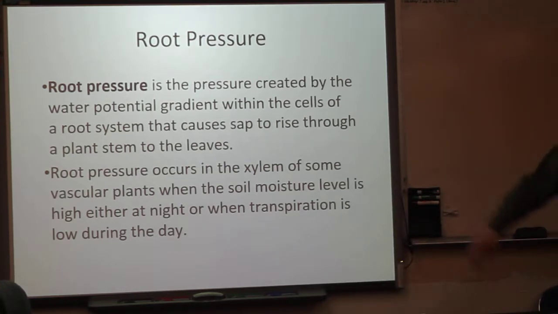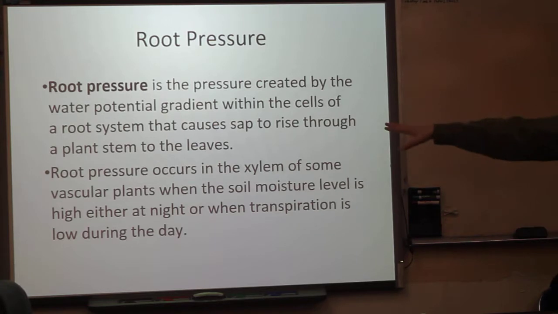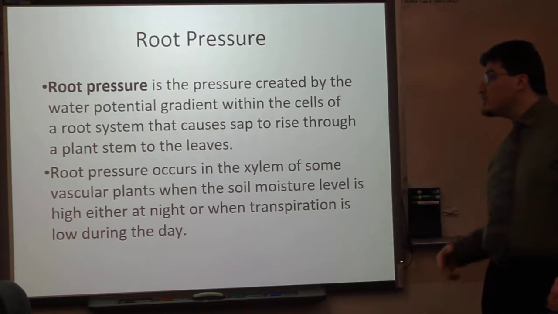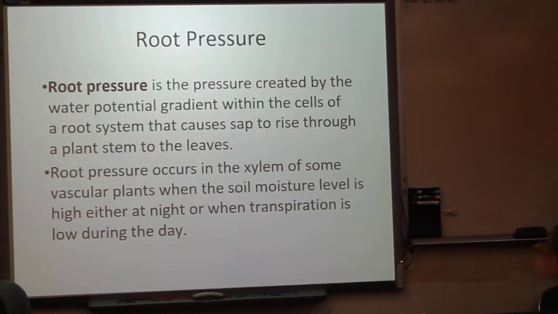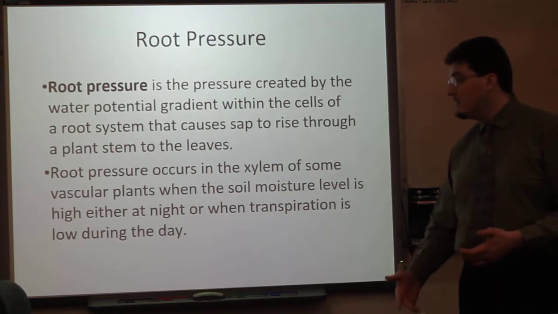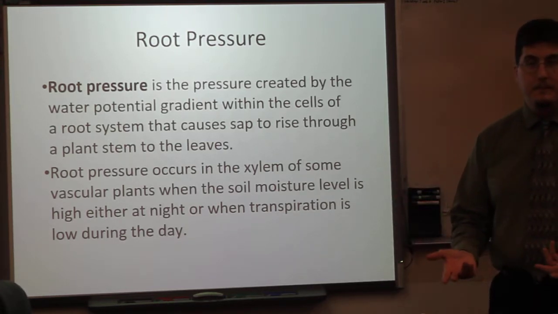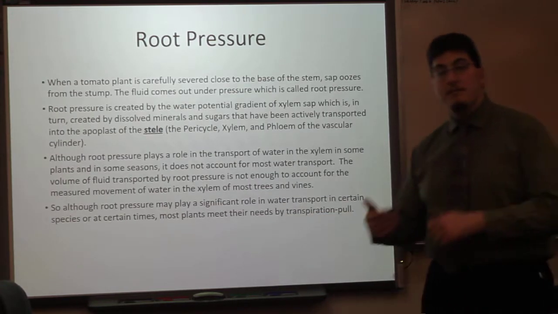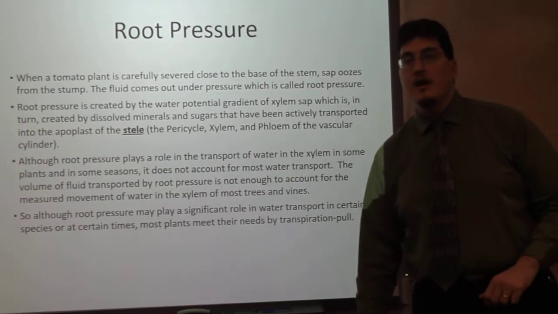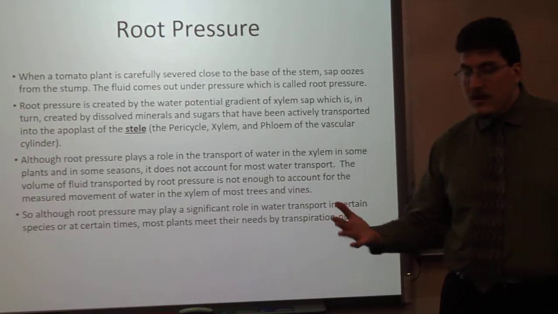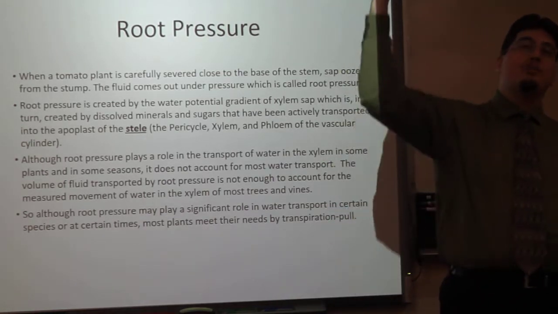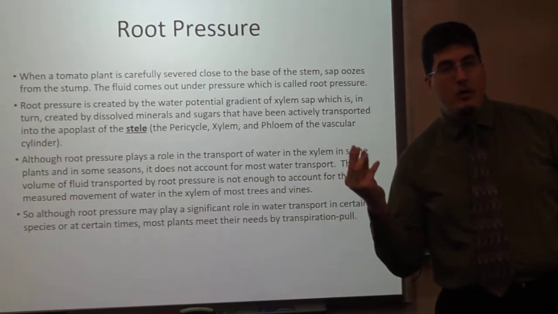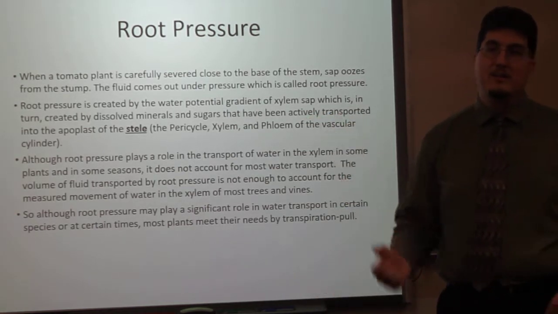So root pressure is the pressure that's created by the water potential gradient within the cells of the root system that causes the sap to rise through the plant stem to the leaves. Root pressure occurs in the xylem of some vascular plants when the soil moisture level is either high at night or when transpiration is low during the day. So that's root pressure. We can see root pressure if we were to cut a tomato plant off at the root, at that transition zone. We would see not a Kill Bill style volume of blood shoot up out of the stump, but instead a slow ooze of sap come out of the base of the plant.